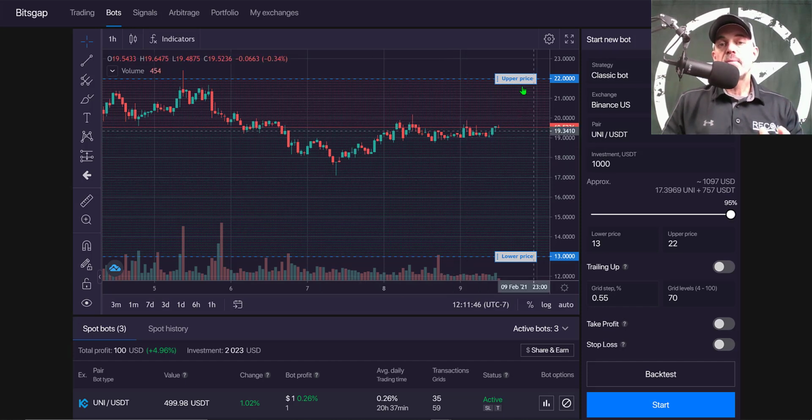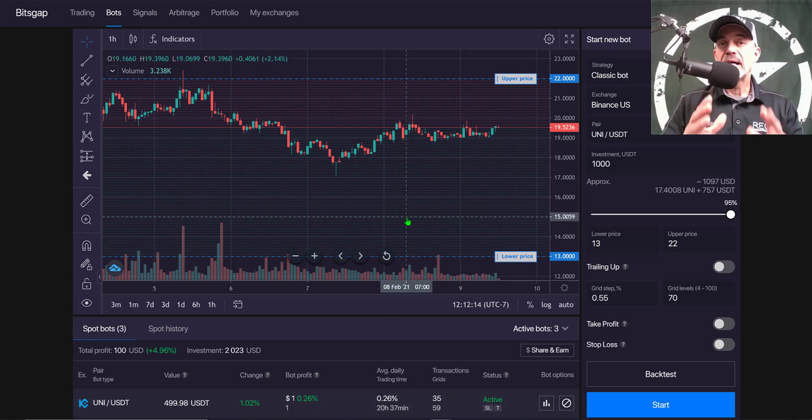So I've already dropped in my upper and lower price, and I did that based on previous recon that I've done on Uni. You can see down here at the bottom of the screen, I deployed a Uniswap USDT grid bot on KuCoin yesterday, and it's slowly starting to make a profit, which with most of my strategies, when it comes to grid bots, they're long term.